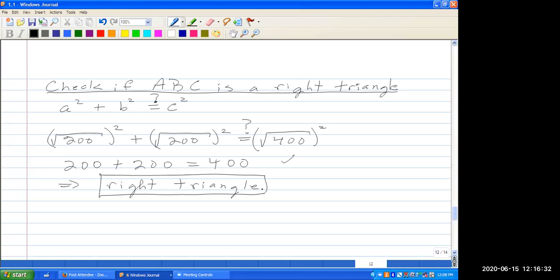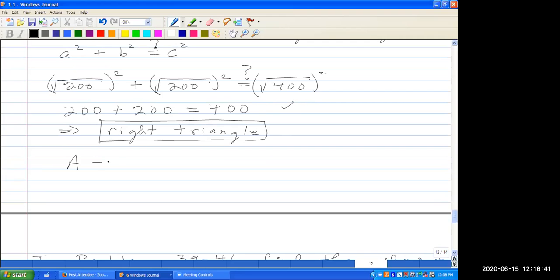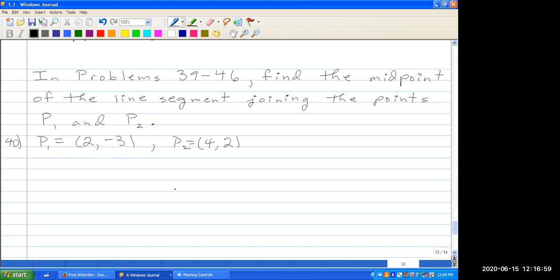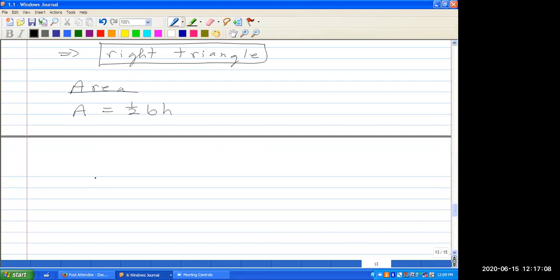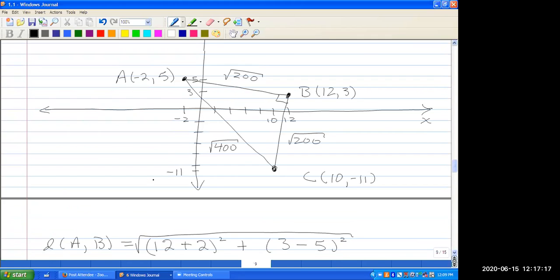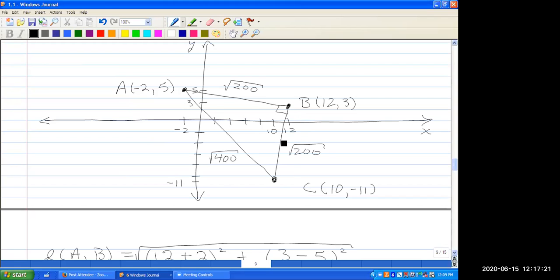Now I want to find the area of this triangle. So the area of a triangle is 1/2 base times height. Well, this is a right triangle, so it's easy to figure out. This is the base, and this is the height. 1/2 of rad 200, the base, times rad 200, the height.